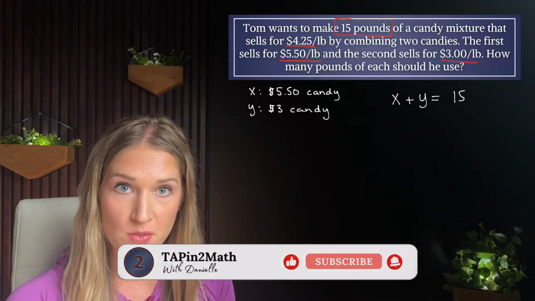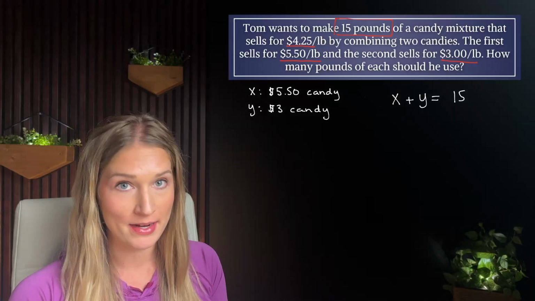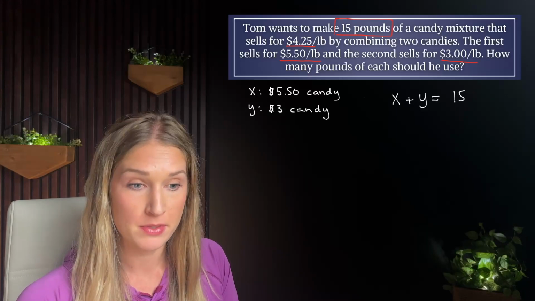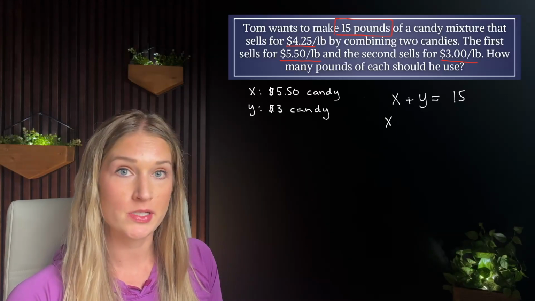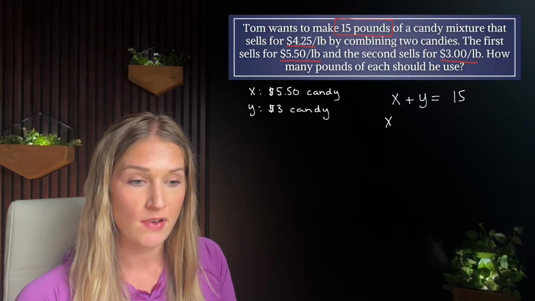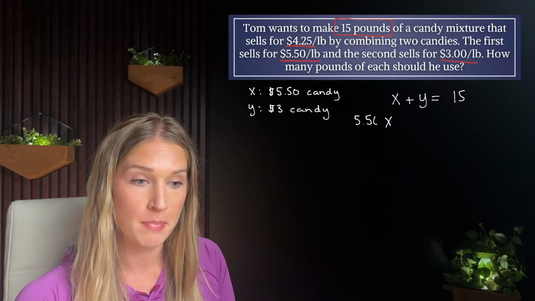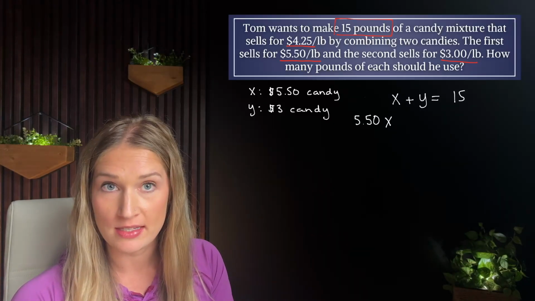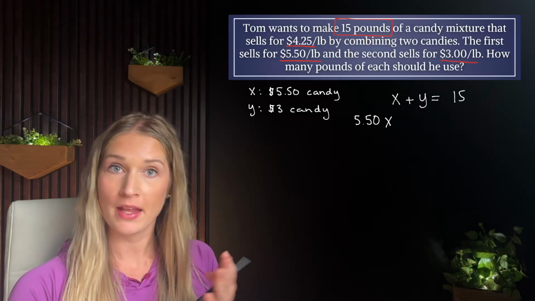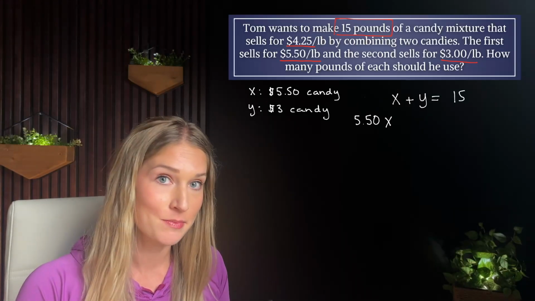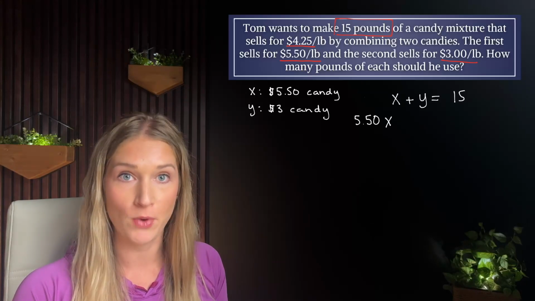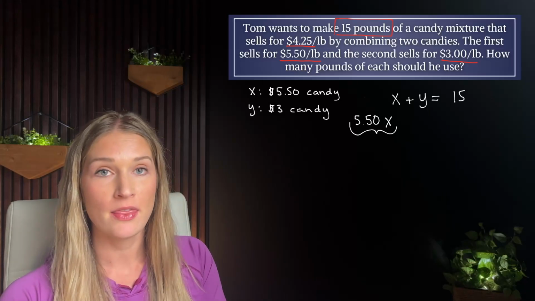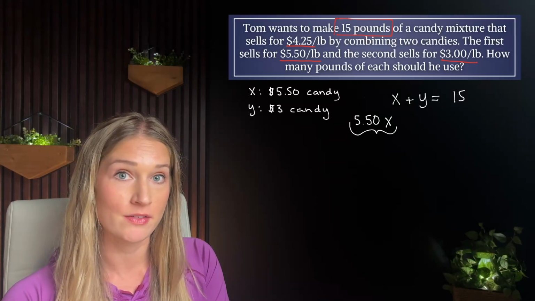Now, the second equation we're going to talk about is based on the price. So the second equation is going to look like this. I'm going to talk about the amount of candy that I have, and I'm going to multiply it by the price. So it's $5.50 per pound, and X is the pounds. So if I have 1 pound, I just have $5.50. If I have 3 pounds, I have that $5.50 3 times. So I'm just going to multiply it by the weight of my candy. So that's what I did here. This tells you how much you're going to contribute from that $5.50 candy.